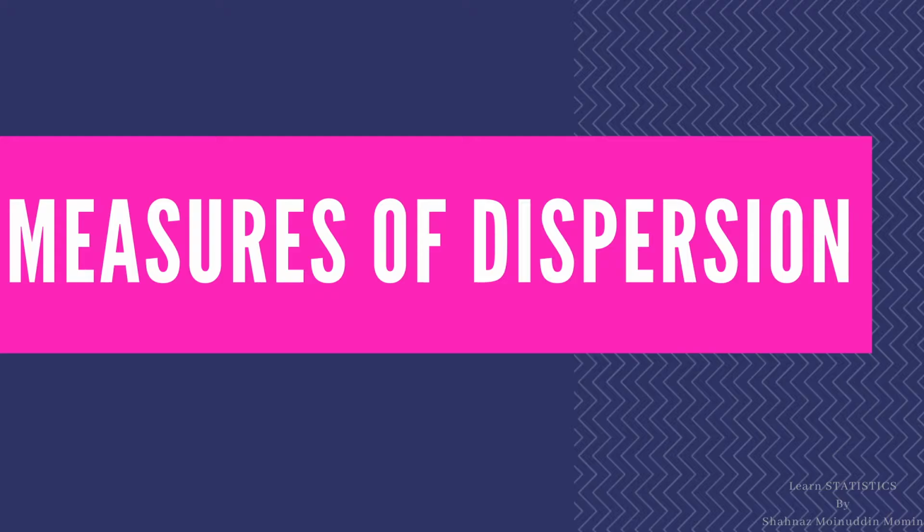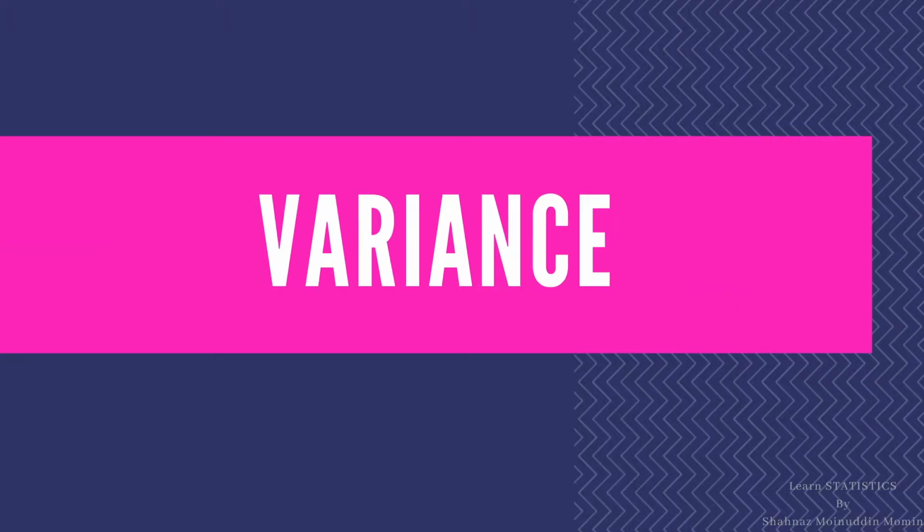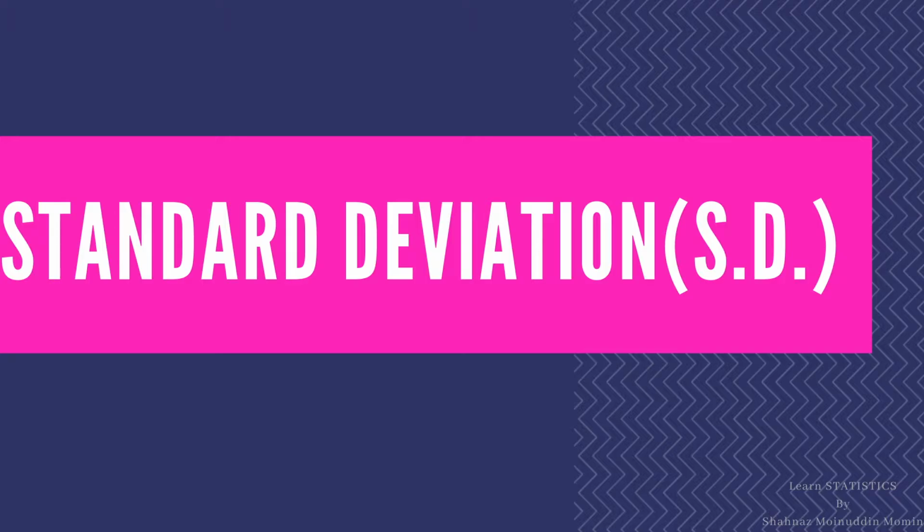In this session, we are going to learn the statistical concept measures of dispersion. In the measures of dispersion, we are going to discuss 2 points. The first one is standard deviation, abbreviated by SD, and the second term is variance. So, start with standard deviation.